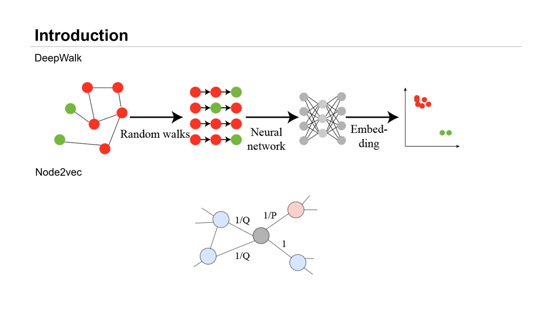Different methods focus on different properties of network. For example, DeepWalk focuses on the direct interaction between nodes. Node2vec focuses on the structure similarity between nodes, which means they have a similar local connection pattern.